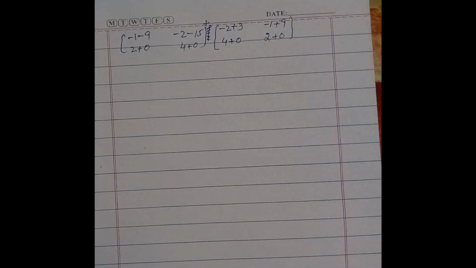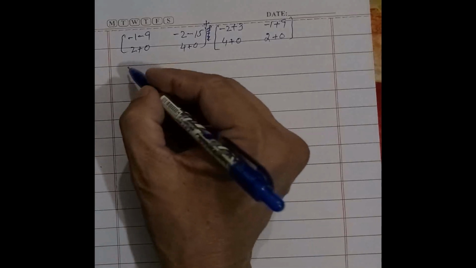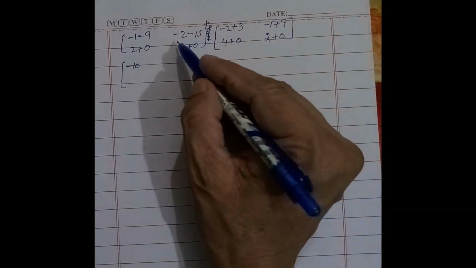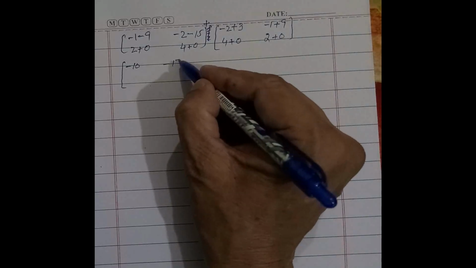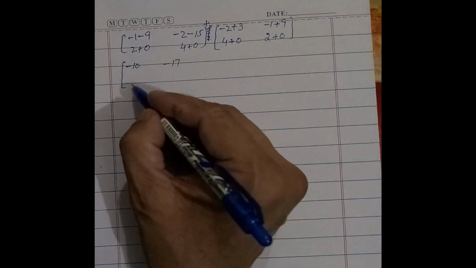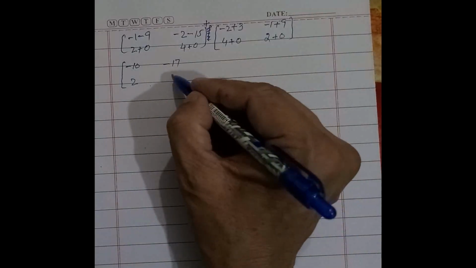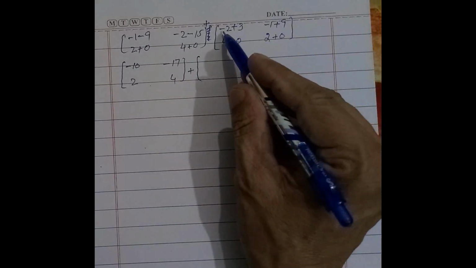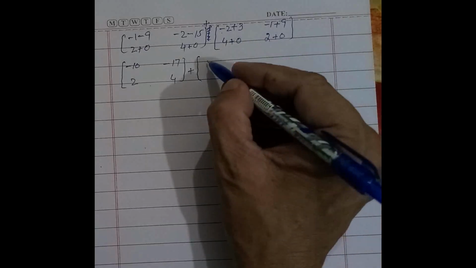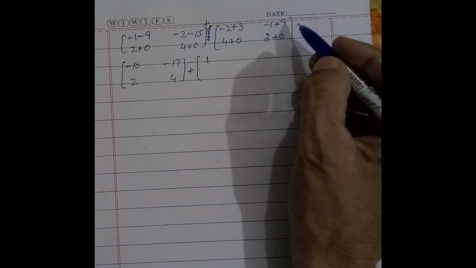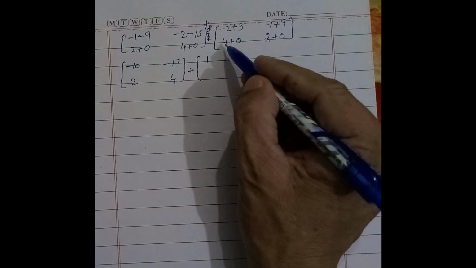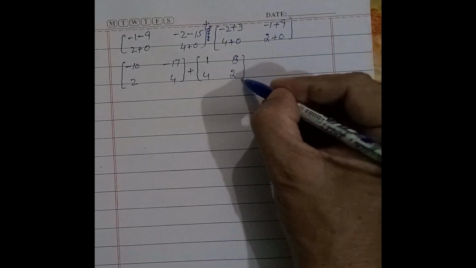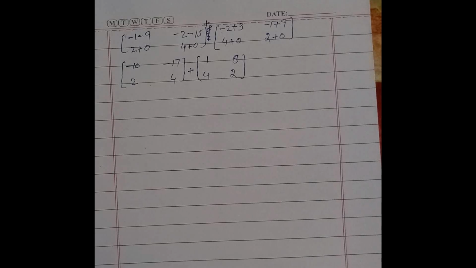Now simplify these two matrices and we get -1 -9 is equal to -10, -2 -15 is equal to -17. 2 plus 0 is equal to 2, 4 plus 0 is equal to 4. First matrix and the second product matrix is -2 plus 3 is equal to 1, -1 plus 9 is equal to 8, 4 plus 0 is equal to 4, 2 plus 0 is equal to 2. Now we add these two matrices.